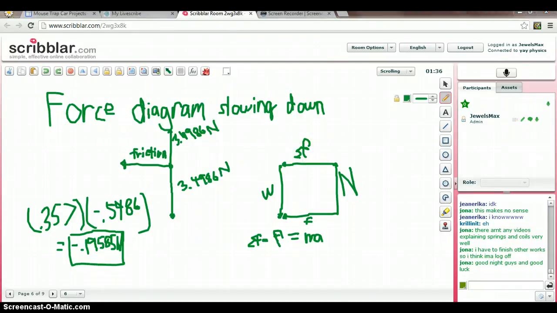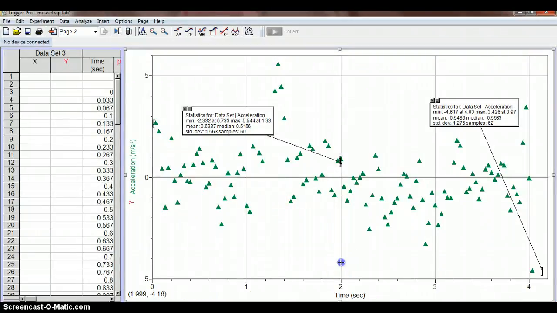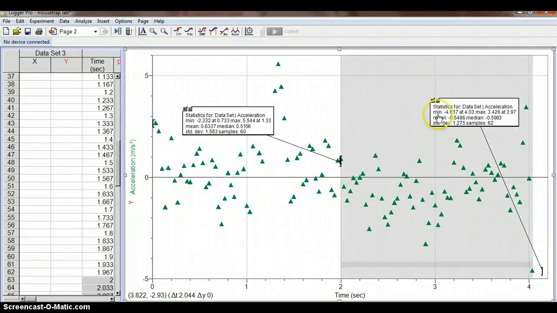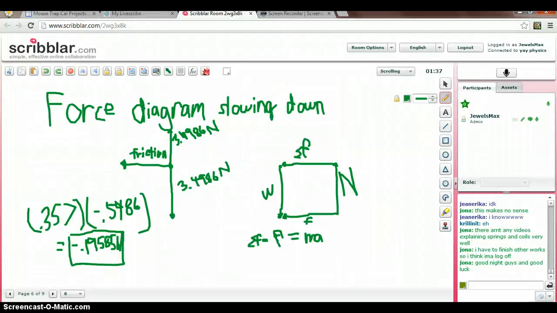So I did the same thing using Logger Pro, except I highlighted this section of the graph, and then I got the average to be negative 0.5486 meters per second squared. So then I just multiplied that out again. So 0.357 times negative 0.5486 equals negative 0.19585 newtons. And that's the force of friction for both when speeding up and slowing down.